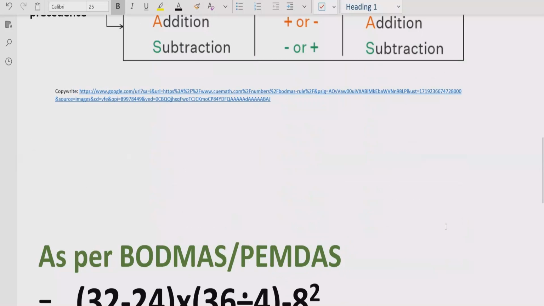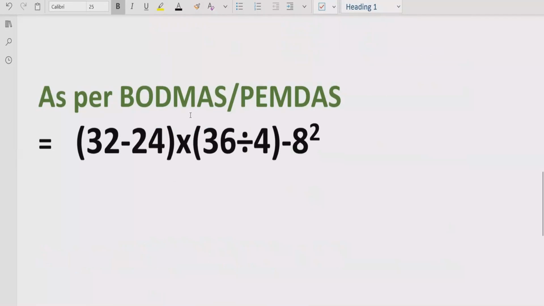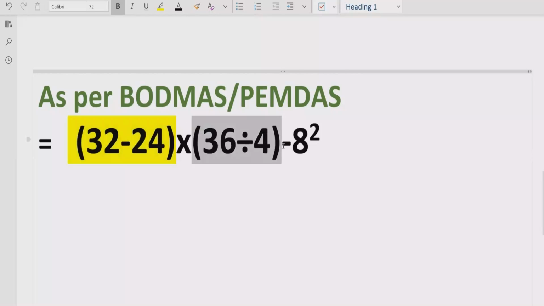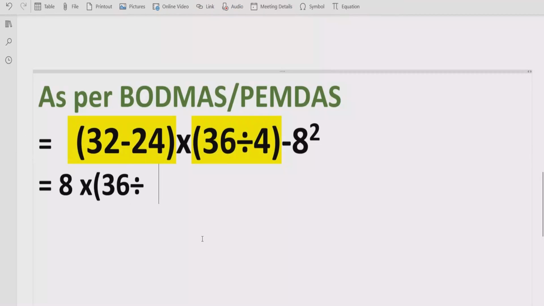Now, let's solve the given expression. As you can see, your expression contains two brackets. According to BODMAS and PEMDAS, we have to solve the brackets first, one by one. The first bracket is 32 minus 24, so we will write 8 after the minus. Here we have 36 divided by 4 and minus 8 raised to power 2. We will write this part as it is.